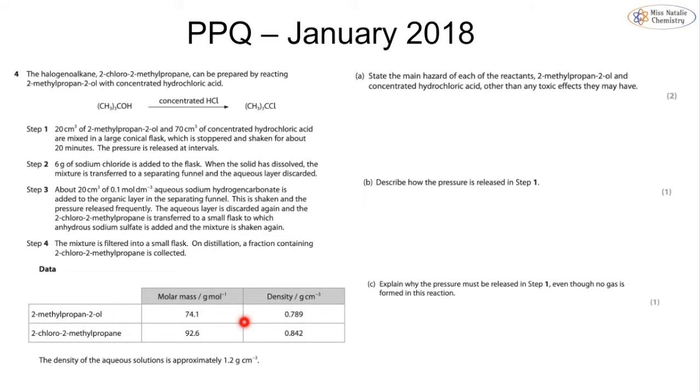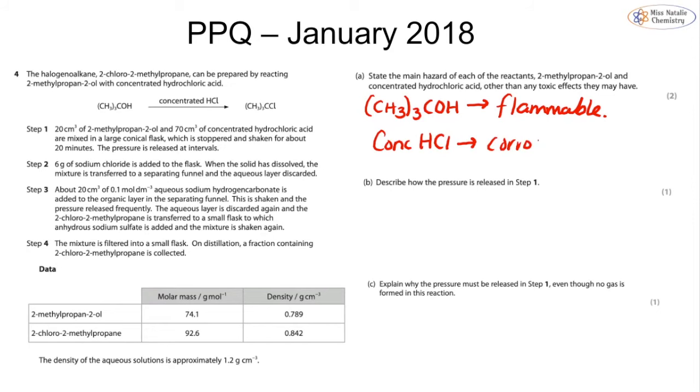Looking at the alcohol and the concentrated hydrochloric acid. So if we start off with the alcohol, the most important thing is that we are aware that it is flammable. Now, the question does not ask us about how we reduce the risk, we just have to state what the actual risk is, or what the actual hazard is. So that it is flammable. For the concentrated hydrochloric acid, that is very corrosive, which is why we, of course, wear gloves.